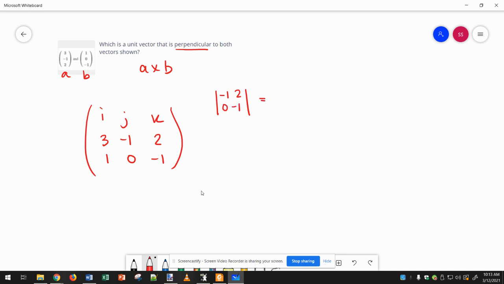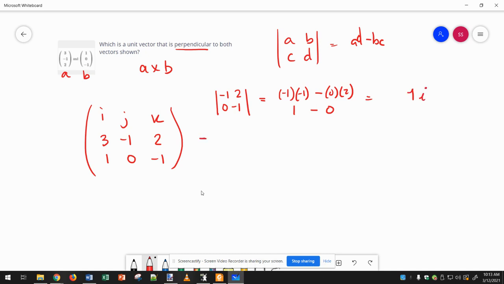Find the determinant of that matrix. So if you have a matrix A, B, C, D, the determinant would be AD minus BC. So we do -1 times -1 minus 0 times 2. So we get 1 minus 0, which is 1. So that's our I component, 1I.